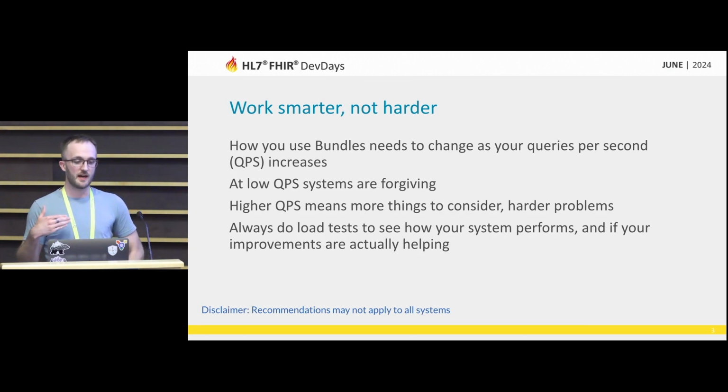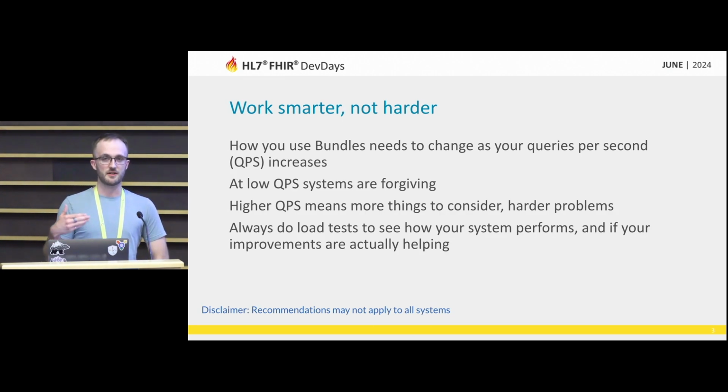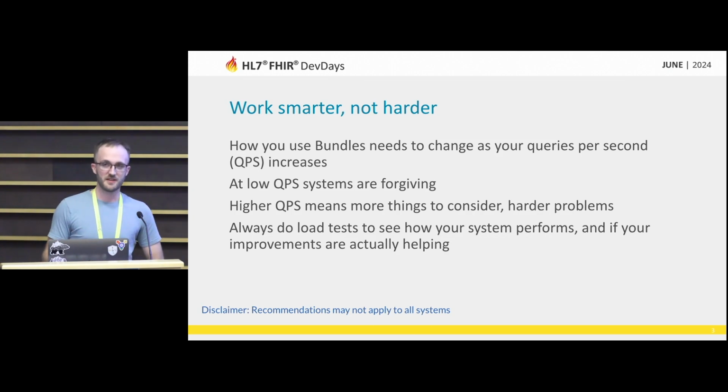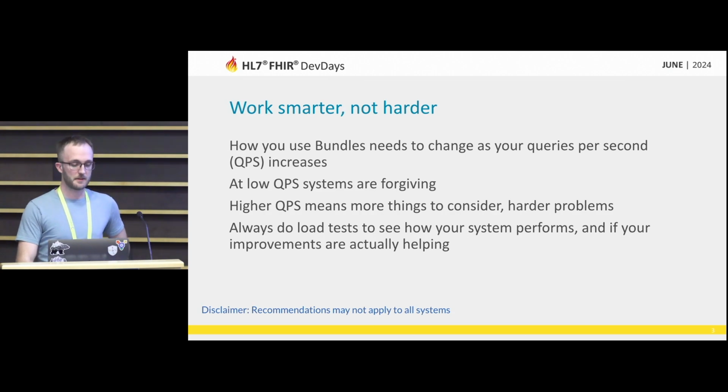But as you get higher and higher QPS, you need to start considering more things. Strategies that worked at a lower QPS aren't going to continue working. The most important thing to do is always have a load test that's realistic, that uses the data that you're seeing in your production environment. And then whenever you're applying optimizations, always do an A/B test. Okay, based on my load test, is it actually getting better?